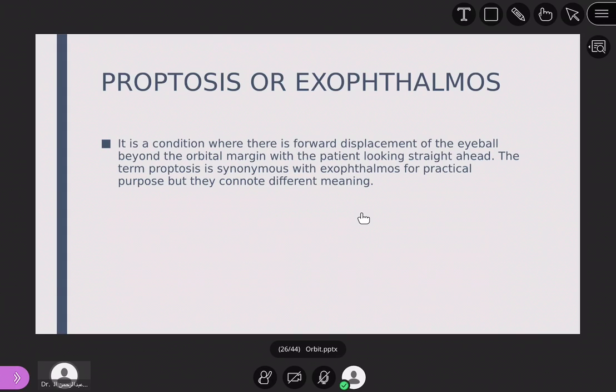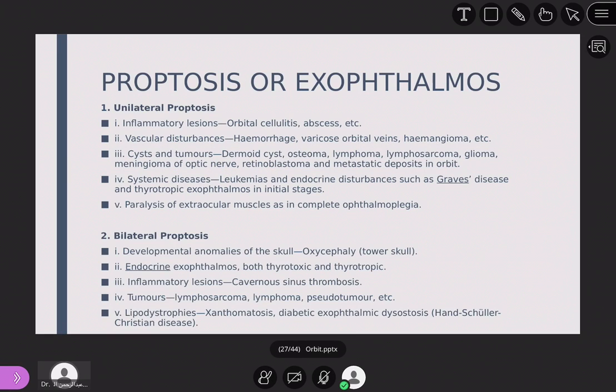Proptosis is synonymous with exophthalmos for practical purposes, but they do have different meanings. Then we have unilateral or bilateral proptosis. The most common cause of unilateral and bilateral proptosis is thyroid. Thyroid eye disease is the most common cause for unilateral, and it's the most common for bilateral proptosis.